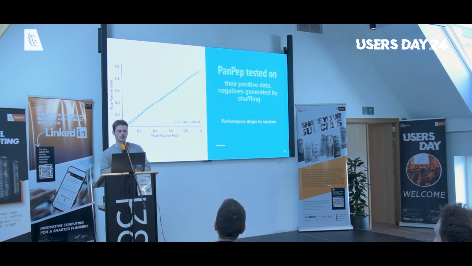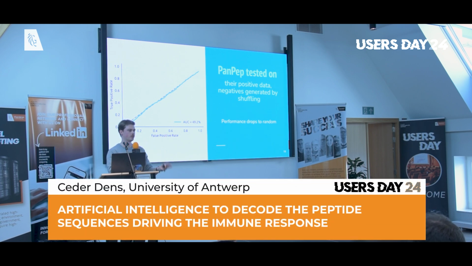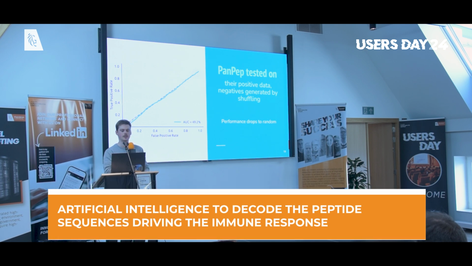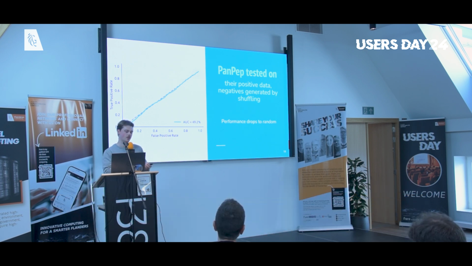No, we used their pre-trained model, tested again on their data set, but instead of generating the negatives with their method, we generated the negatives with the shuffling method. And as I said, if the model actually learned the difference between positive and negative samples, it should still work on the data where the negatives are generated with our method. But this was not the case. They just learned the bias in the data set that was caused by how they generated the negatives.